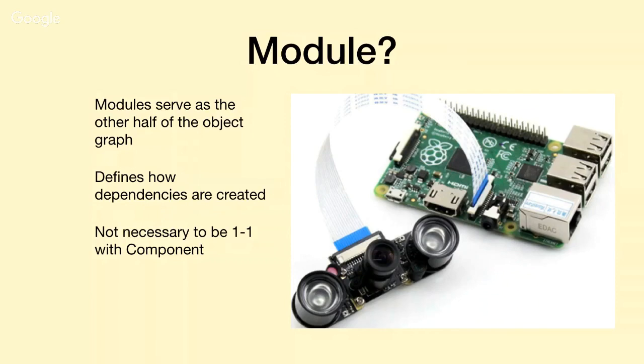And that on the right is a Raspberry Pi module of a night vision camera. I was just Googling module images.